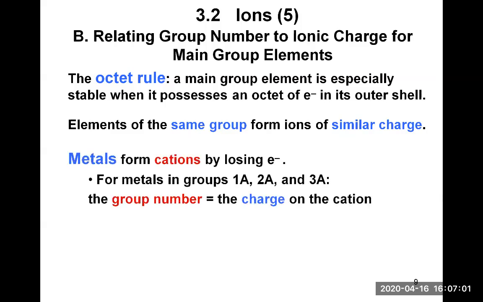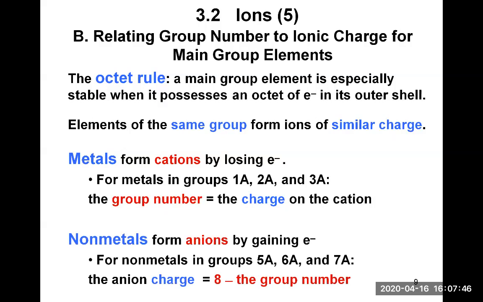So metals, those elements on the left side of the periodic table, form cations by losing electrons. And these are predictable ions if they are from group 1A, 2A, and 3A. So remember, the groups are the columns. And so for those metals in group 1A, 2A, and 3A, the group number equals the charge on the cation. So it's easy to remember what kind of cation they become just by looking at which group they are in the periodic table.